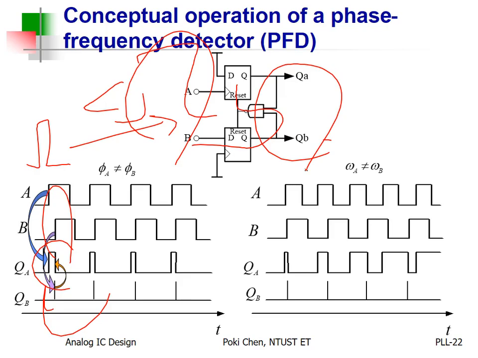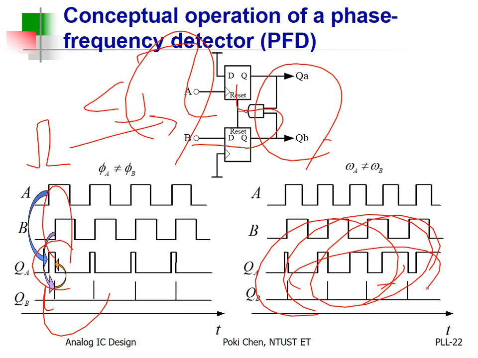Oh, for frequency difference, no worries, it happens for such kind of cycle. So maybe some of them is small, but some of them is larger, so you don't need to care about that. But anyway, for phase difference, if the difference is too small, then we lose the phase discrimination capability.